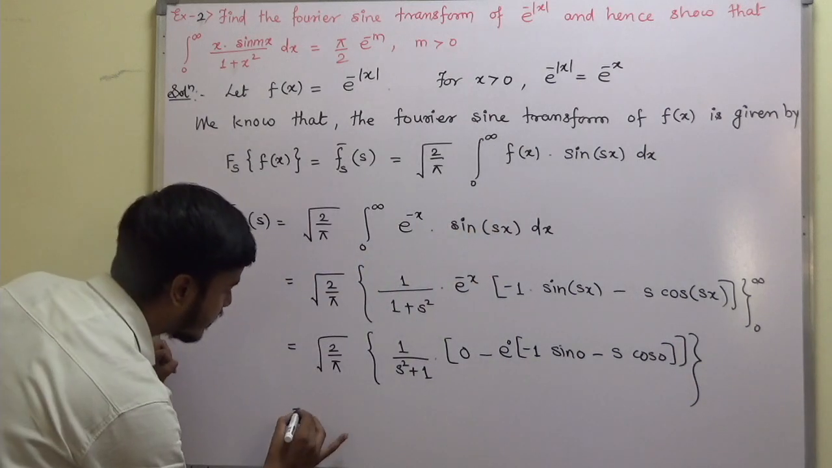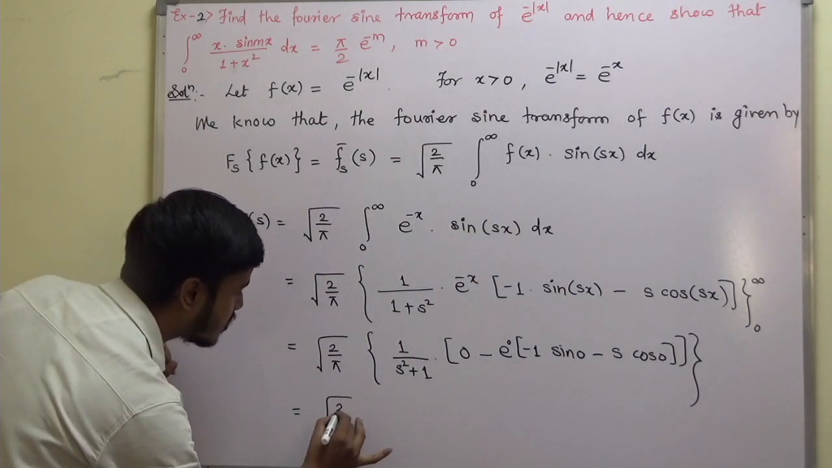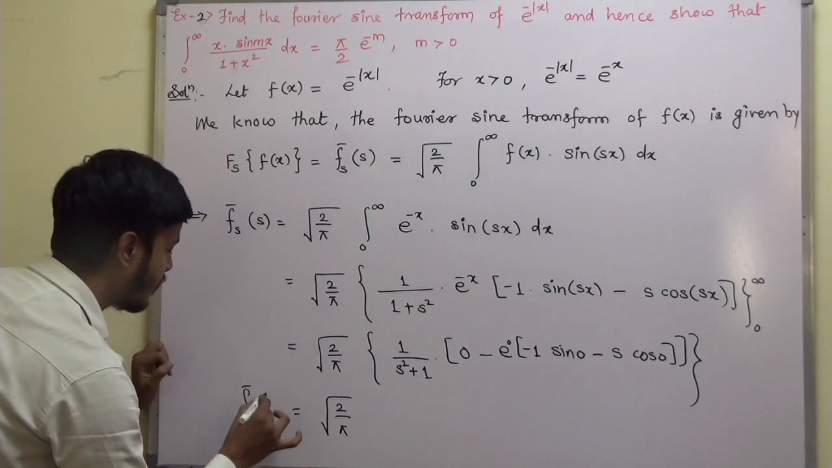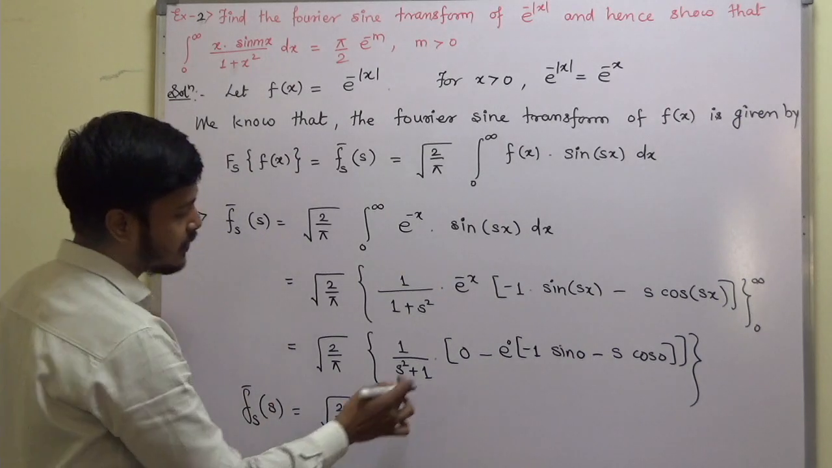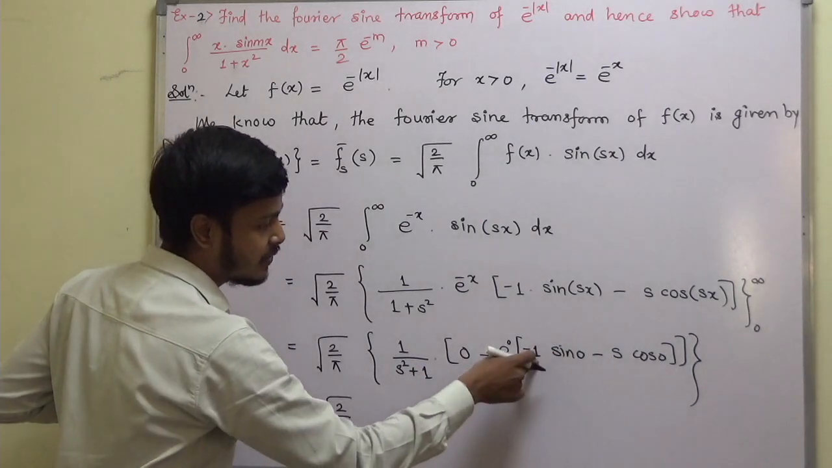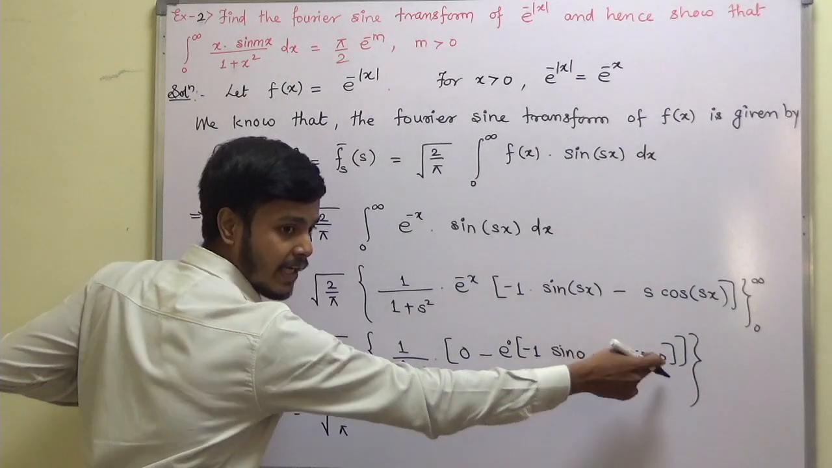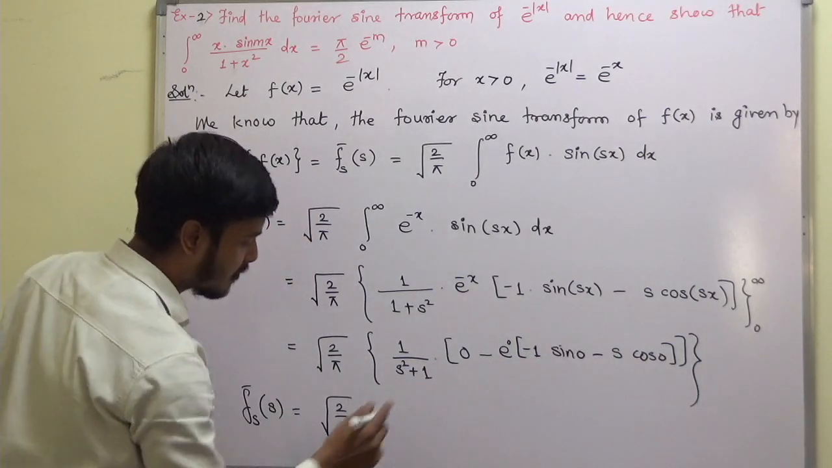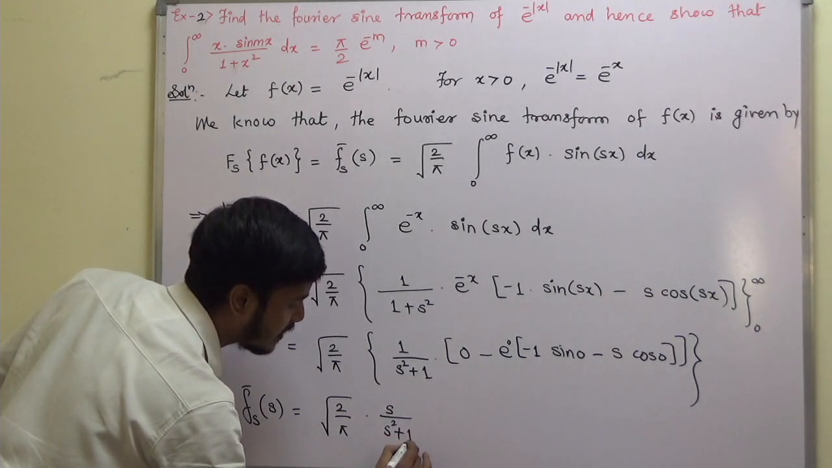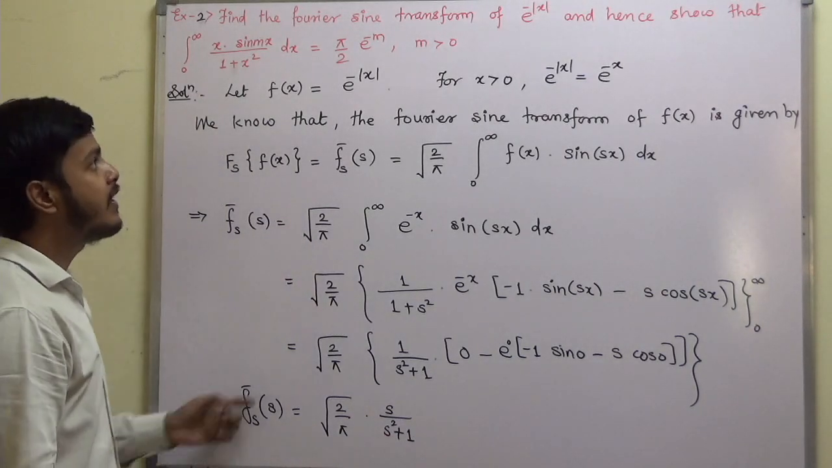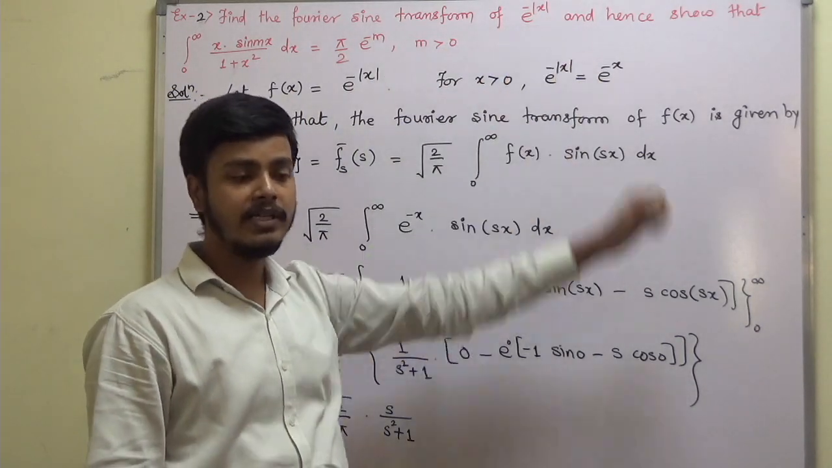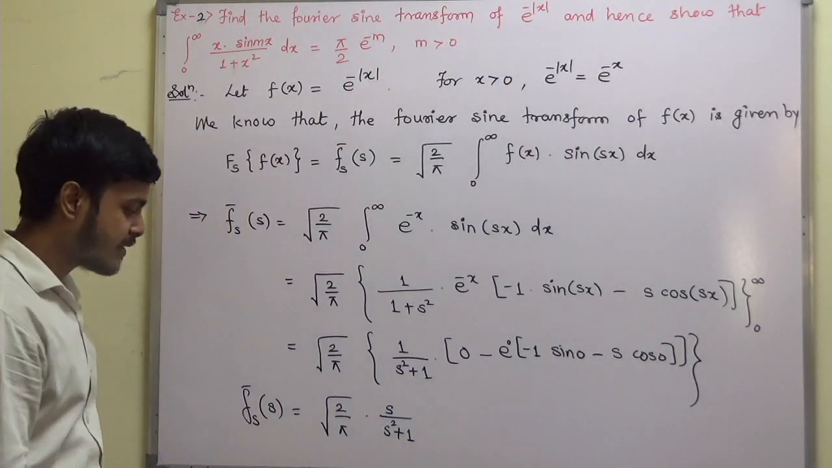So we will be getting under root 2 by pi, this is my f bar s of s. So this is 0 and this is again 0. This is minus s into 1 and this minus becomes plus. So this is s upon s square plus 1. So this is my Fourier sine transform of this function e to the power minus of mod of x.